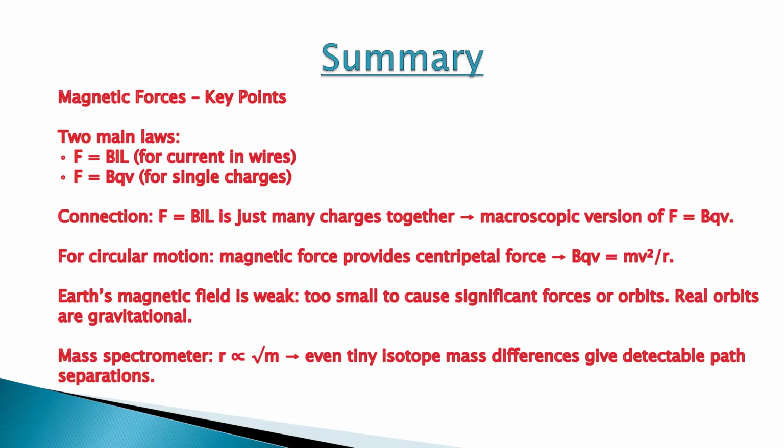The examples we worked showed that the Earth's magnetic field is very weak, too weak even to hold a single proton in orbit. Real orbits, like those of planets and satellites, are controlled by gravity, not magnetism. Finally, in the mass spectrometer, R is directly proportional to the square root of m, meaning isotopes follow slightly different paths. Even a difference of a fraction of a millimeter is easily detected, allowing isotopes such as sodium plus 22 and sodium plus 23 to be separated clearly.